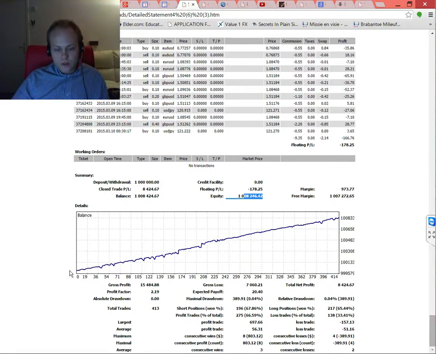You can see that the robot has been pretty stable, without crazy drawdowns, and in total it made 413 trades with a pretty good profit factor. And this is just for you to be able to show your friends or family that this system is actually buying and selling automatically.